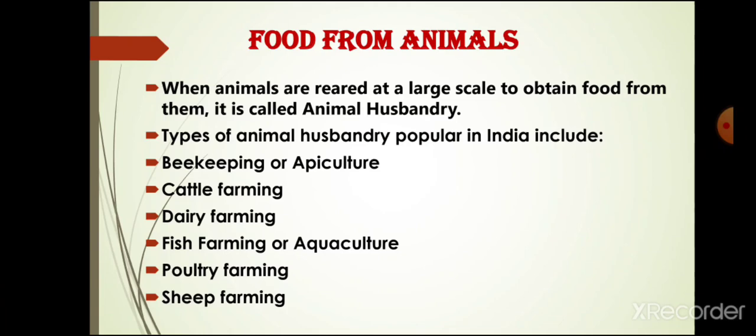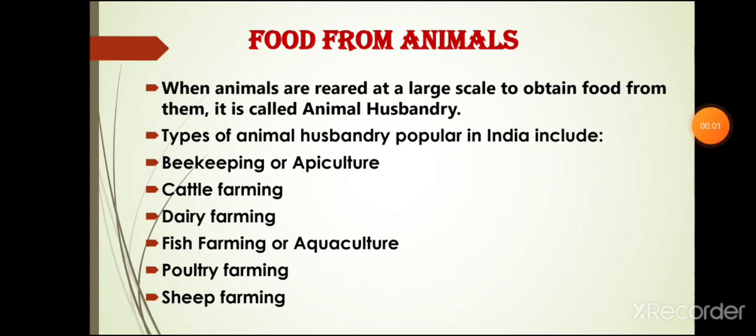So students, as we have studied in this chapter, the process of crop production involves a number of steps like selection of seeds, sowing, etc. In the same way, animals reared at home or in farms have to be provided with proper food, shelter and care. When this is done on a large scale, we call it animal husbandry. So what is animal husbandry? When animals are reared on a large scale to obtain food from them, it is called animal husbandry.